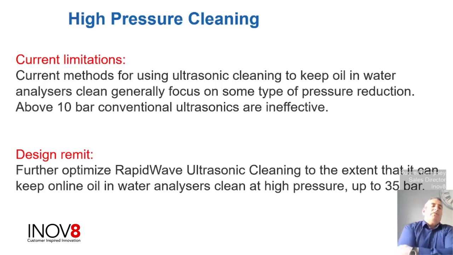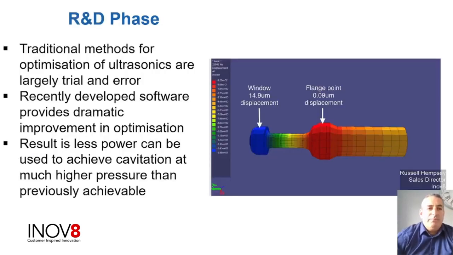At low pressures of less than 5 bar, this can be achieved quite readily, but the action of the water pressure, when you start going above 10 bar, severely limits the ability for cavitation to occur above that threshold of 10 bar. So our research has focused on achieving the required ultrasonic power in the correct location of the probe, which is right at the window, that can deliver cavitation at 35 bar.